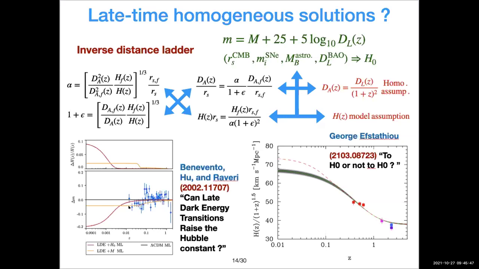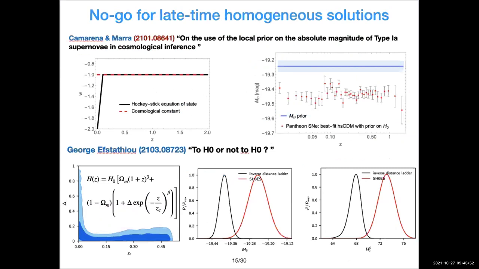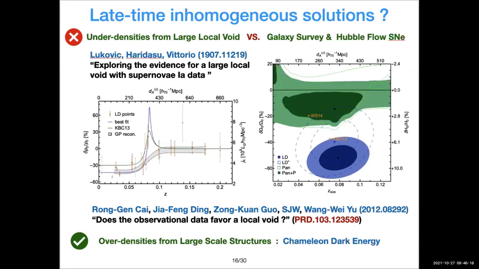So could this solution work? Well, this cannot be done for free, as shown recently in this paper. The price to pay is that you have to deviate this absolute magnitude significantly from the value you derive a locally higher Hubble constant. So we are actually running into a tension with M_B. Nevertheless, the inverse distance ladder argument for the late time solution could escape if we allow for a late time inhomogeneous solution, for example, a large local void as explicitly seen in the gas survey data. However, the supernova data show something otherwise. They did not prefer a large local void.